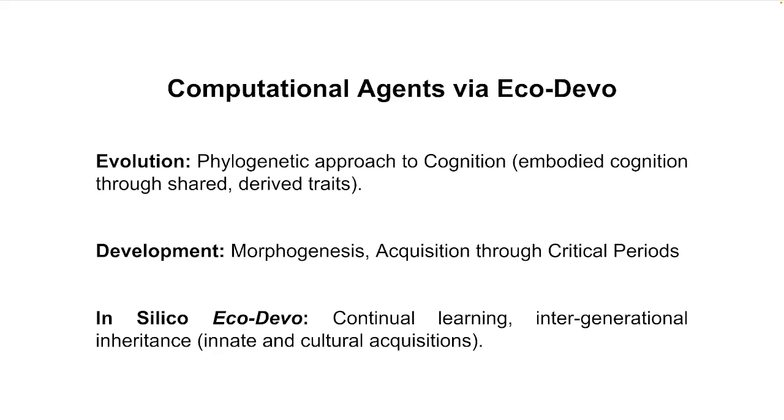So when we talk about evolution, we're taking a phylogenetic approach to cognition, and this is going to be summarized as embodied cognition through shared derived traits. The developmental aspect involves morphogenesis and acquisition through critical periods. And then the in silico EcoDevo part will involve continual learning, intergenerational inheritance of innate and cultural acquisitions.